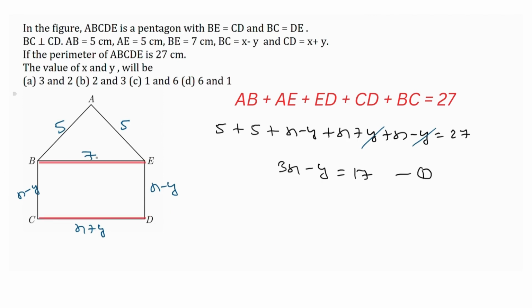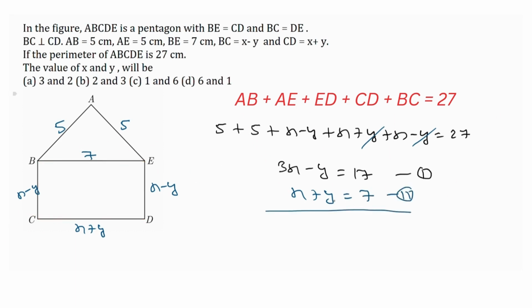Now we know that BE and CD are equal. BE and CD are equal, so we can say that x plus y should be equal to 7. We can write x plus y equals 7. That is the second equation.